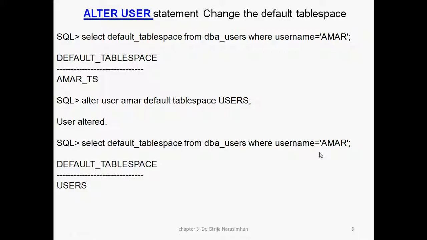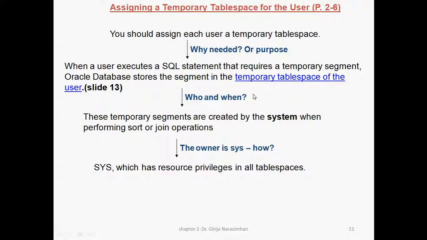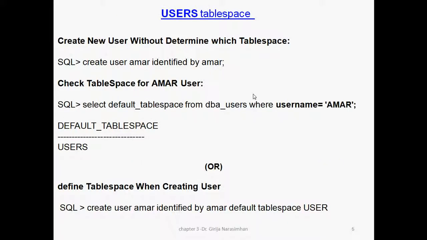So this is how we alter users. Next, assigning a table space quota for the user: assigning each user a table space quota for any table space. This is part number 3. Part number 1 is already over, which is create user username identified by Amar. This is the password.